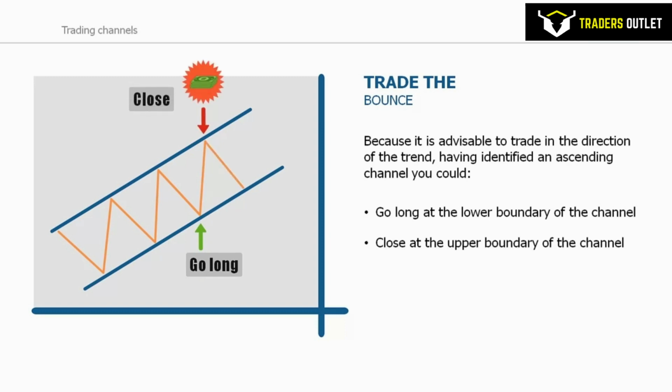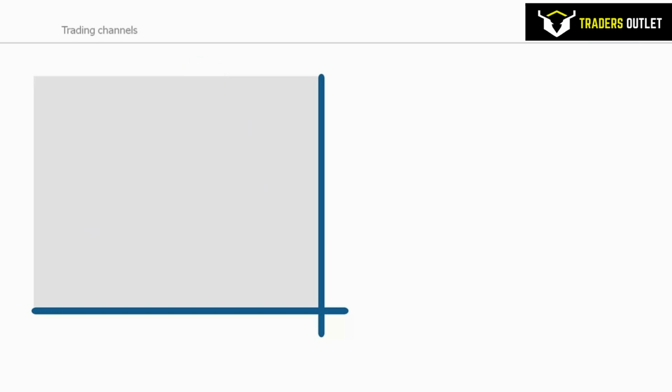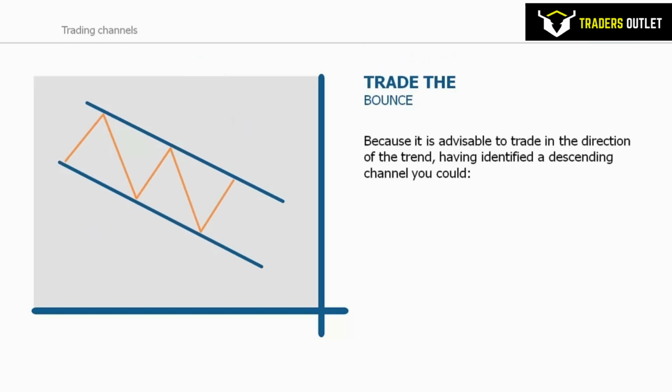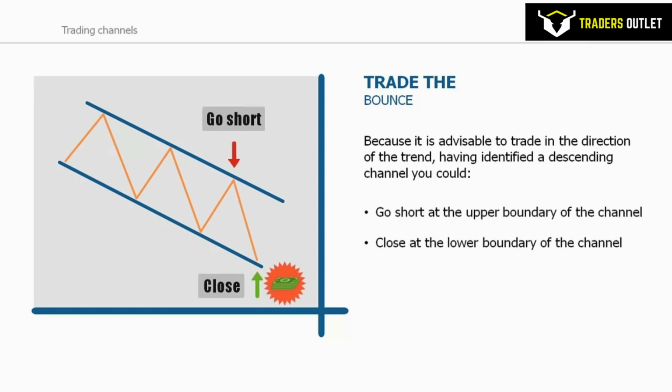The safest way to trade using a channel is in the direction of the trend, meaning that you will only enter a long trade at the lower boundary in an uptrend. When you look at a descending channel, trading in the direction of the trend would mean going short at the top boundary of a channel and closing your position at the bottom boundary.